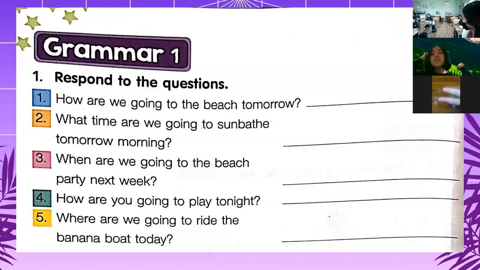Okay, so for this one, it is grammar one. We're going to respond to the question. So the first one, how are you going to the beach tomorrow?